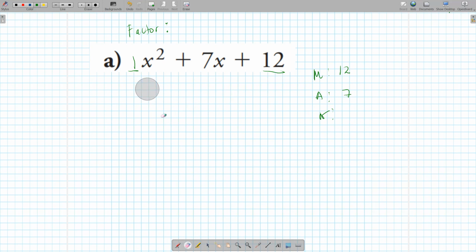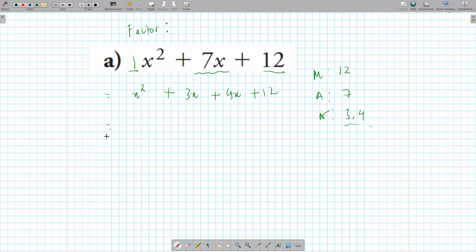It would be 3 and 4. Yes, exactly. It's going to be 3 and 4, and those are our numbers. Then what you do next is the middle guy, the 7x, we're going to split it up into 3x and 4x, plus 12. And there we go. That's step number 1.